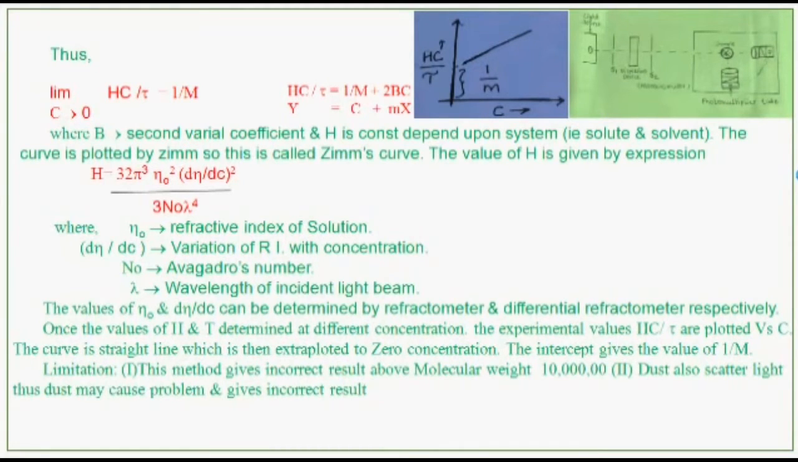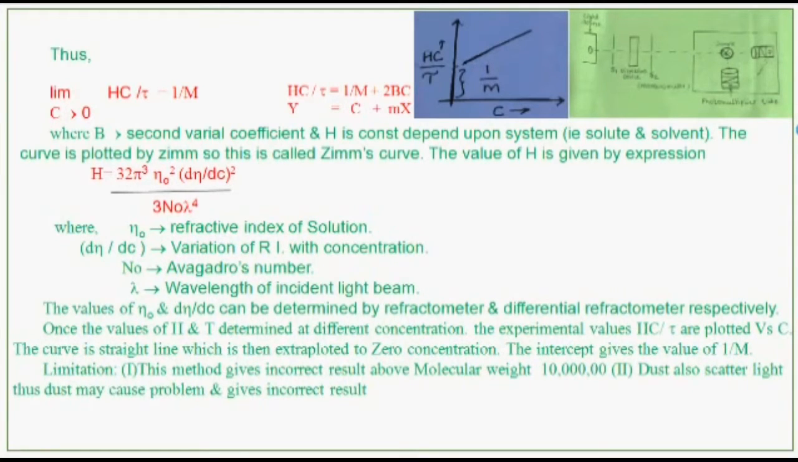divided by thrice N0 lambda raised to power 4, where eta 0 is refractive index of solution. Del eta by del c is nothing but variation of refractive index with concentration. N0 is Avogadro's number and lambda is wavelength of incident light. The value of eta 0 and del eta by del c can be determined by refractometer and differential refractometer respectively. Thus, once the values of H and tau are determined, it is possible to plot a graph between Hc upon tau versus concentration C, and the curve is a straight line which is extrapolated to 0 concentration. The intercept gives value of 1 by M, where M is nothing but what?